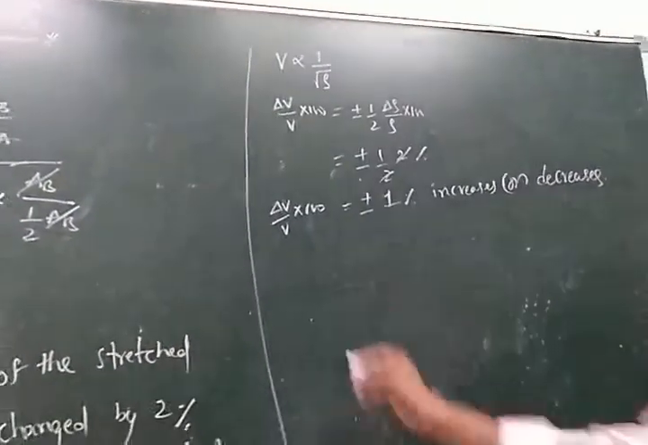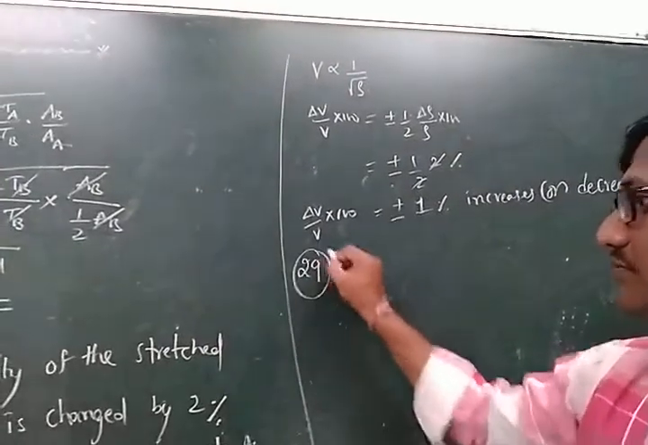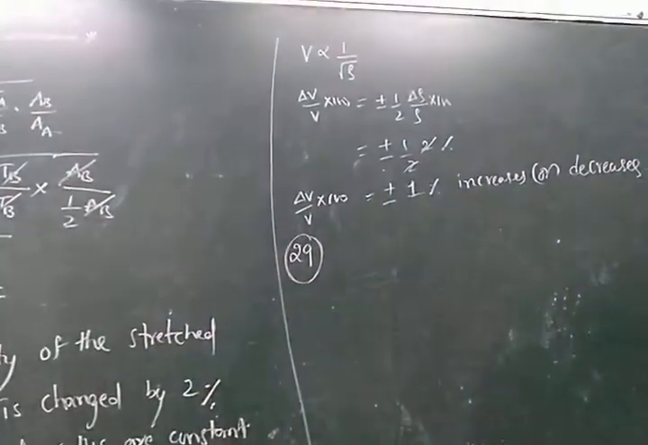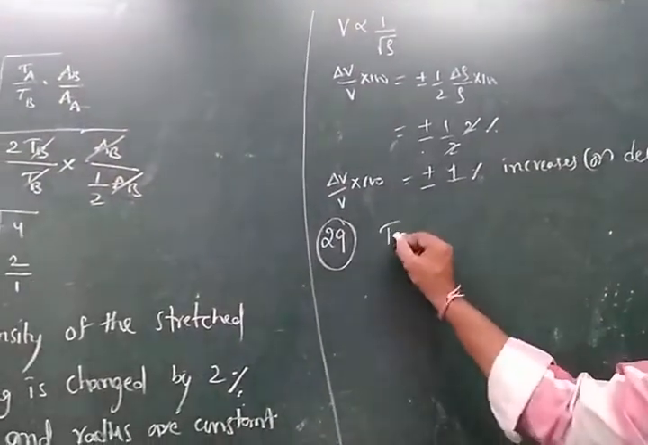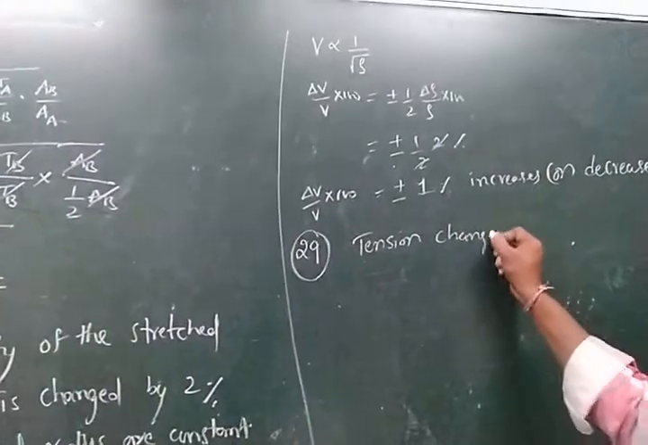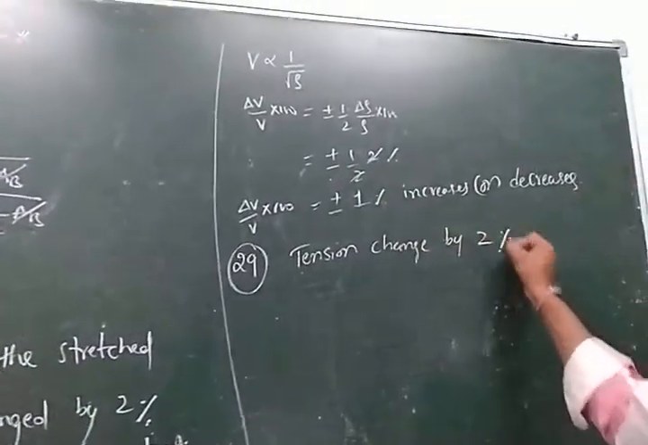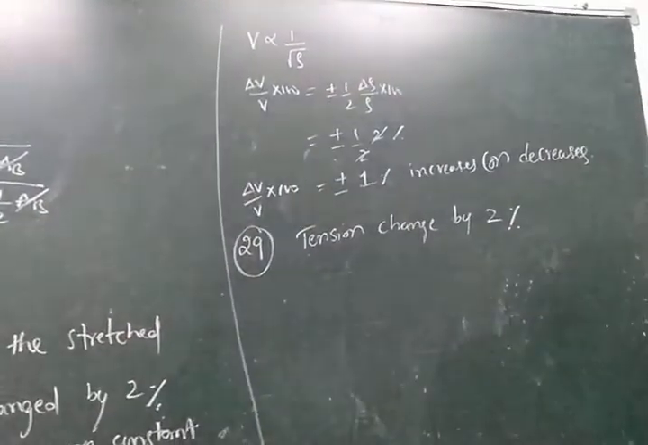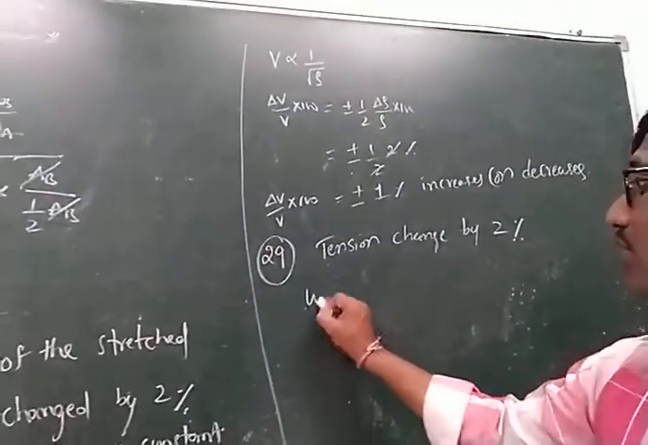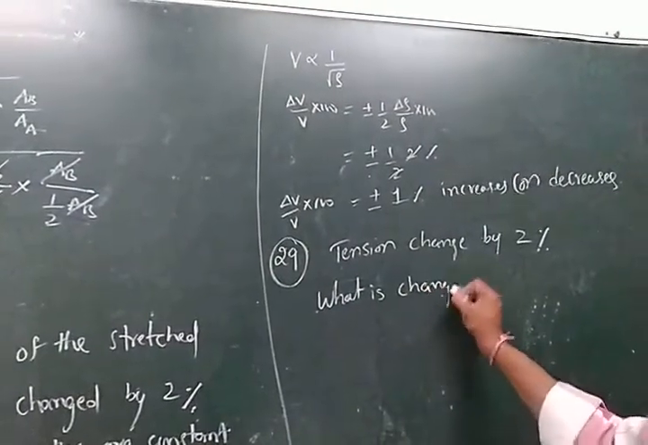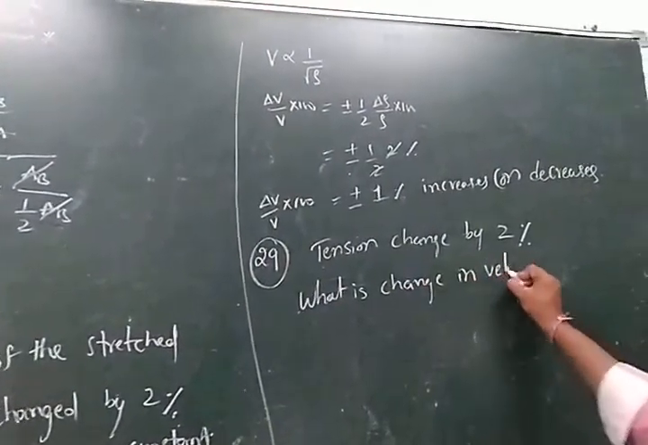So next, question number 29. The tension in the string is changed by 2%. What is the change in transverse velocity?